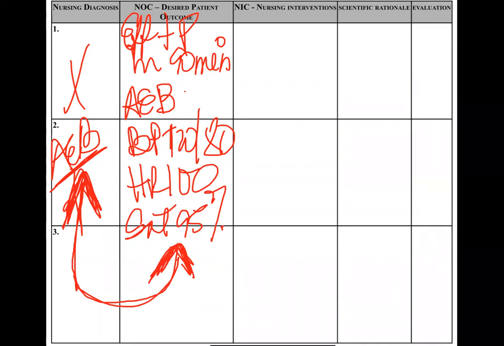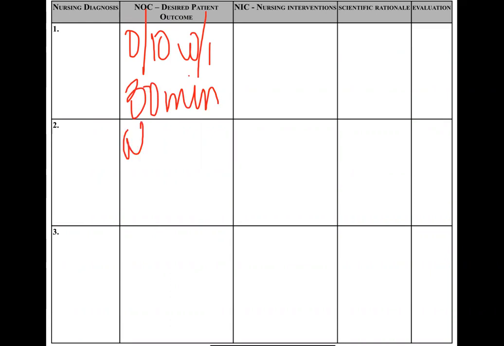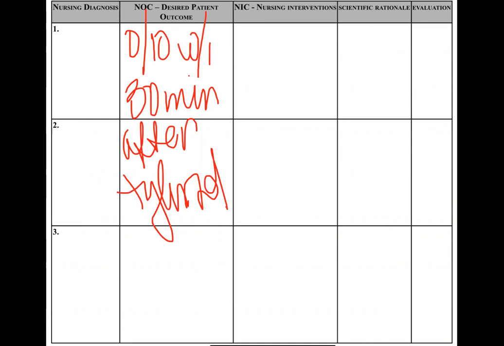If it was a headache, for example, you would say, I want this headache to be 0 out of 10 within the next 30 minutes after Tylenol, right? So you give it Tylenol, you're going to wait 30 minutes, and by 31 minutes, it should be 0 out of 10. That's your goal. But what I want you to see here is that that goal is going to be measurable, and it's going to be time framed.